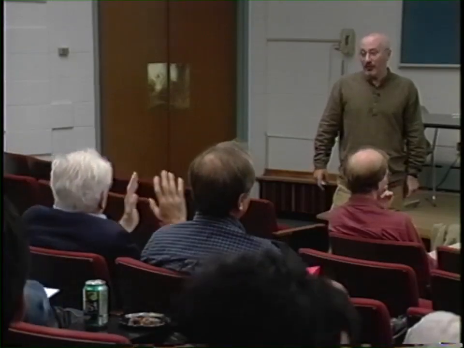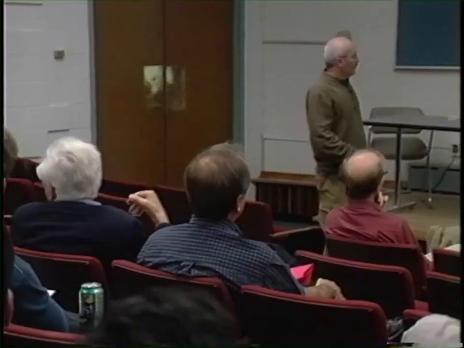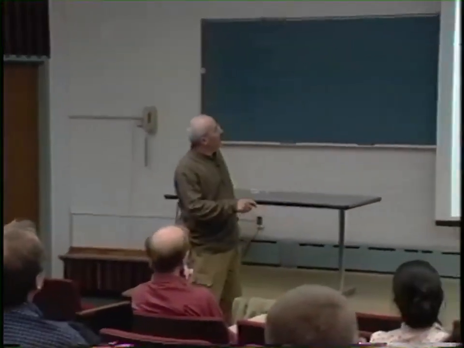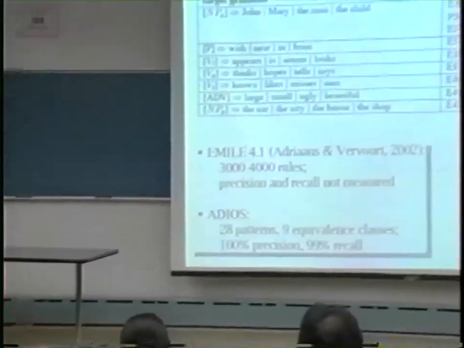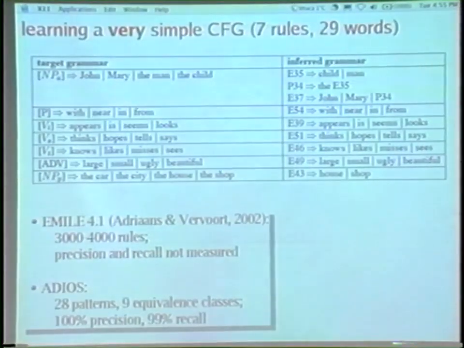No. I'm going to show you some. This is a toy example. Well, relatively toy example. Now I'm going to show you performance on some less toy examples. Okay. Well, this may be toy. I mean, it certainly looks like not a very big grammar, but look at where one of the best algorithms for grammatical inference is. And we end with 28 patterns and 9 equivalence classes, and we have 100% precision and 99% recall on a corpus generated by that grammar.